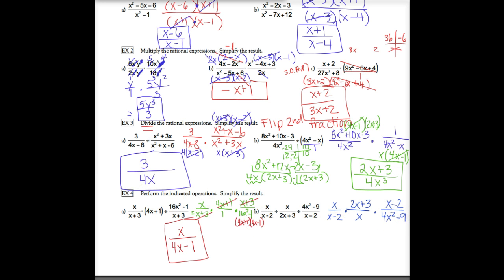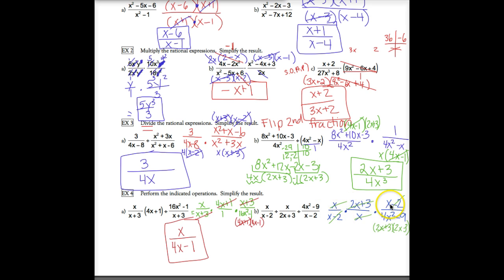Now I need to factor. So doesn't factor, doesn't factor, doesn't factor, doesn't factor, doesn't factor. So just like the other one, the only thing that factors is this last one. That's a difference of squares. It's 2x plus 3 times 2x minus 3. So I can cancel the 2x plus 3's. I can cancel the x minus 2's. I can also cancel these x's.